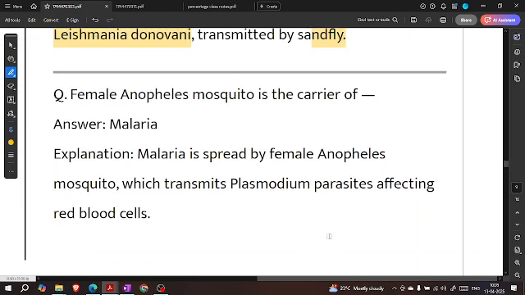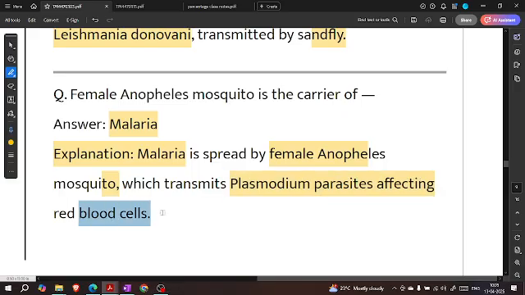Female Anopheles mosquito is the carrier of malaria. Malaria is spread by female Anopheles mosquito, which transmits Plasmodium parasite affecting the red blood cell.